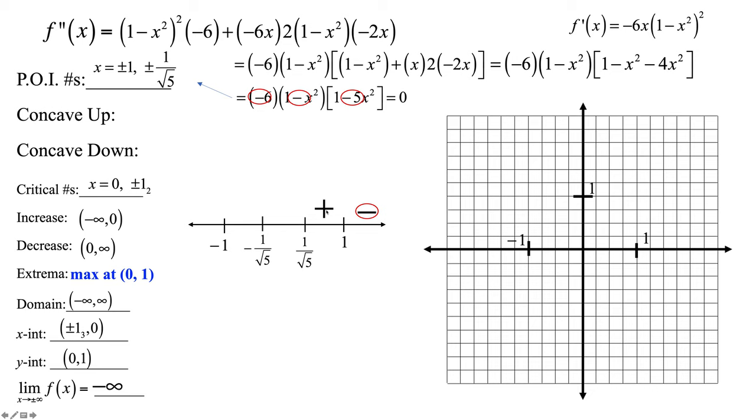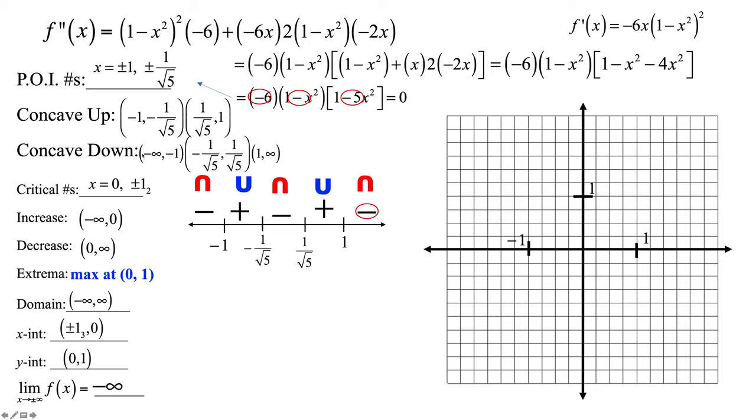There we go. Okay, so, holy moly, got a lot of concave down, concave up, down, up, down. All right, so my two concave up intervals, right there, negative 1 to negative 1 over the square root of 5, and 1 over the square root of 5 to 1, and all my intervals for concaving down: negative infinity to negative 1, between the two, negative 1 over radical 5 and 1 over radical 5, those two ugly fractions, and 1 to infinity. All right, so let's make our graph here.